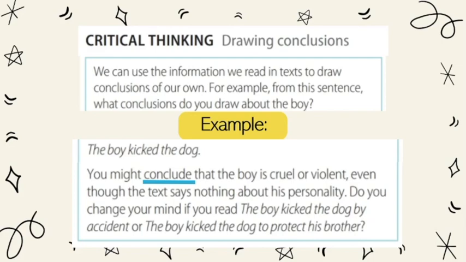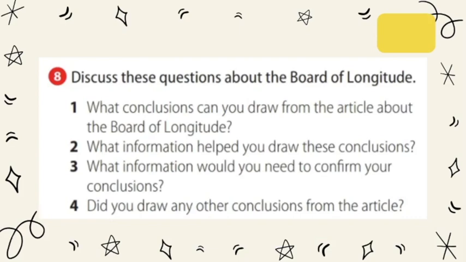So based on that, you are going to answer exercise 8 in your notebook. Discuss these questions about the board of longitude. 1. What conclusions can you draw from the article about the board of longitude? So, based on what you read, what do you think about them? What kind of people are they? Are they reasonable? Are they stuck up? Are they prideful? Are they ignorant? Are they smart? What kind of people do you think they are, right?